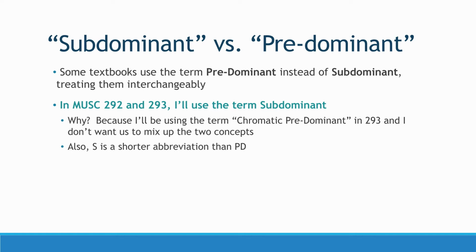The other reason I'm going to use subdominant rather than predominant, I like this idea of really sticking with one letter for each function label. So S is much shorter than PD. So just be aware of that. They mean the same thing. Comparing last year's content to this year's content, I'm just going to use S to represent that. All right, let's move on to an example.